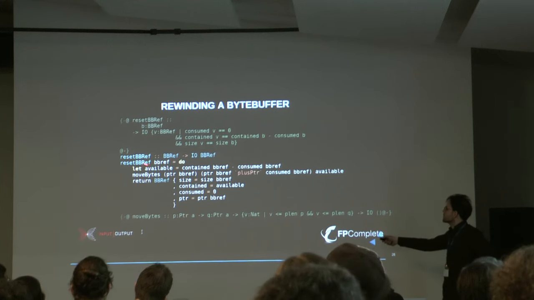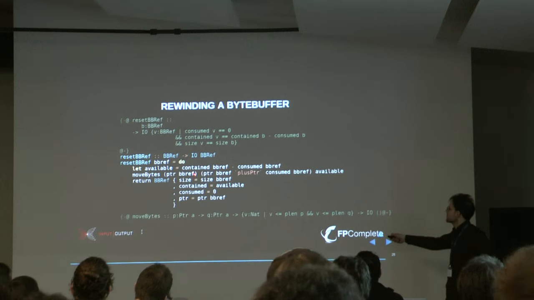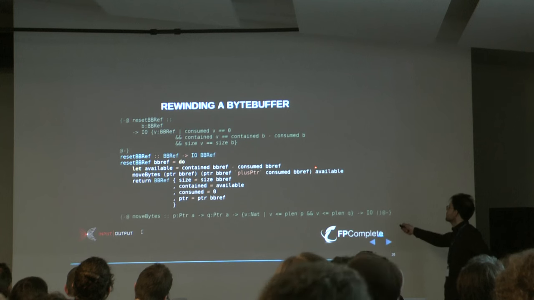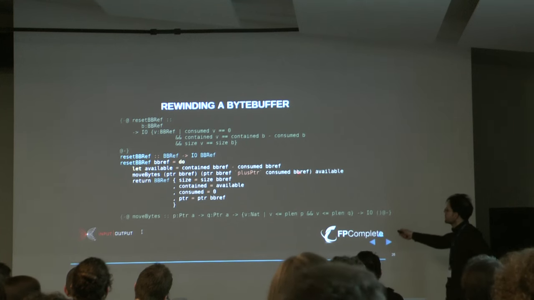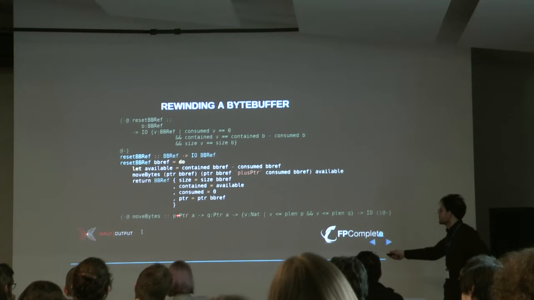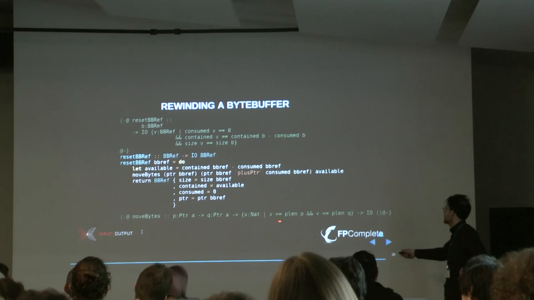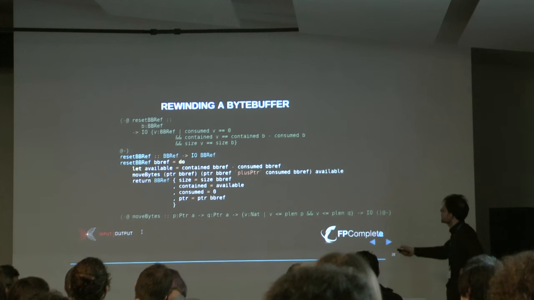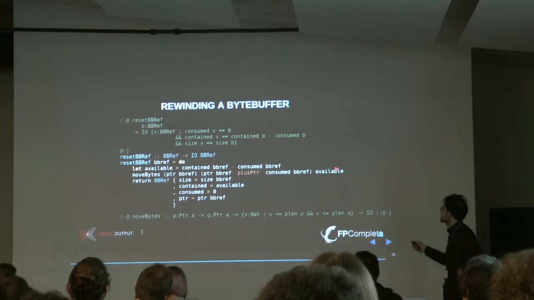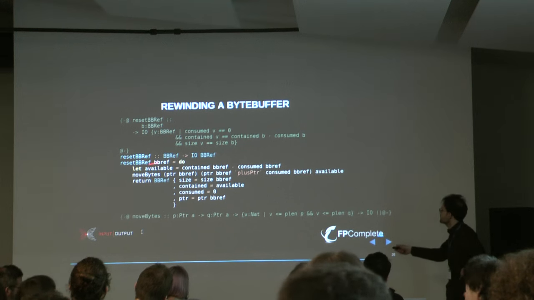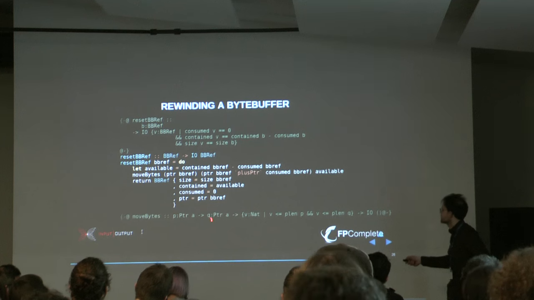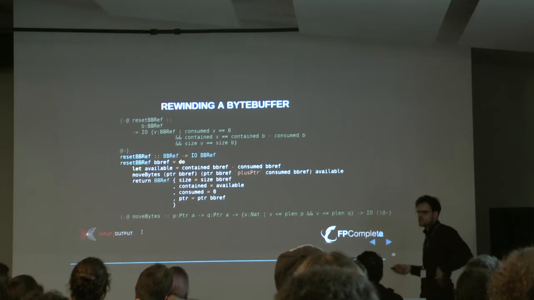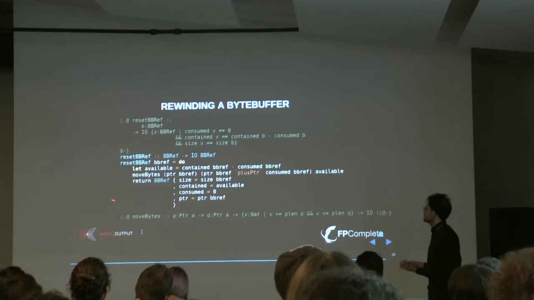And we do this by, once again, calculating the number of available bytes, moving the bytes to the pointer of the byte buffer itself, from the pointer plus the number of bytes that have already been consumed, and we move the number of available bytes. And with this specification of move bytes, we get a pointer and another pointer, and a number that should not be larger than any of those two pointers. Liquid Haskell can actually prove that the number of available bytes does not exceed any of these pointer lengths. So this move operation is safe. We don't have a buffer overflow here.